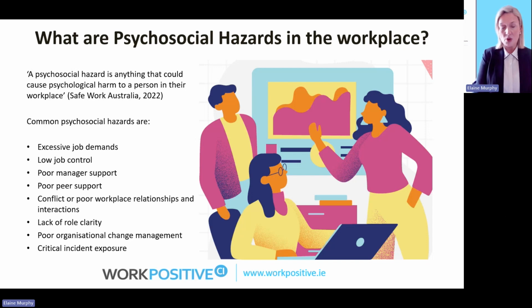Low job control. This is something as well that people can have little control over their job. They're not clear on what their job is, and that can cause an awful lot of stress for people. Poor manager support is also identified. It can be poor management support in that you don't have the resources or the equipment to do your job, or that you don't have that line manager or that training or that development support within your organization. Poor peer support can be that your organization doesn't really support that peer-to-peer co-worker relationship, or that you very much feel alone in your job and what you're doing.